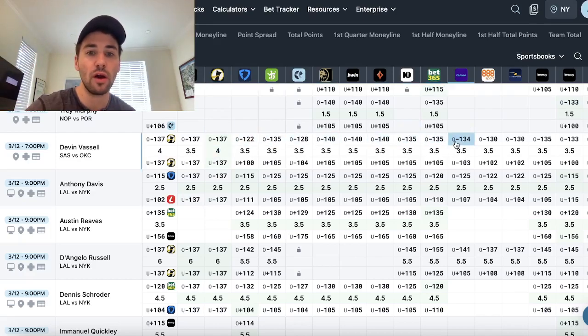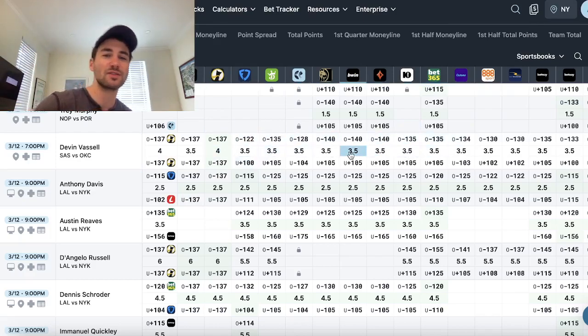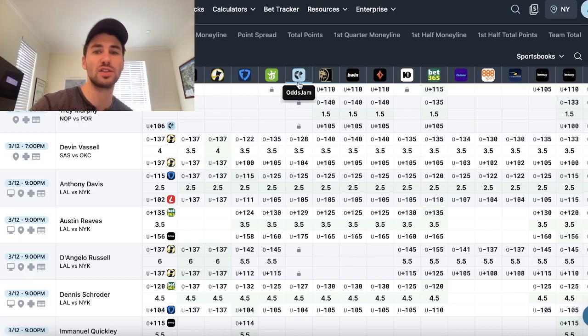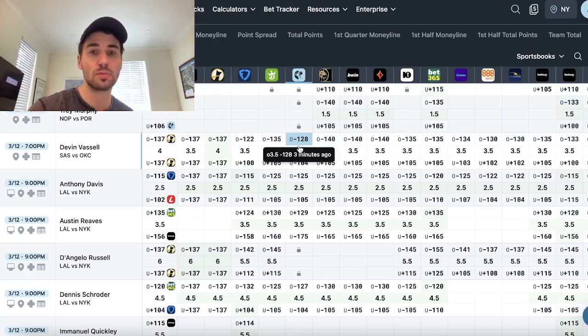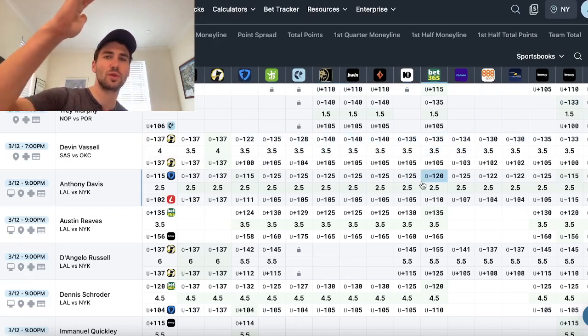Sportsbooks have the over 3.5, right, but there's not a ton of juice. Like FanDuel's only at minus 122. Pinnacle is only at minus 128. So this OddsJam column is the same as Pinnacle Sportsbook. So they're just around minus 125. Some books are around minus 130. So there's not a ton of juice towards the over.